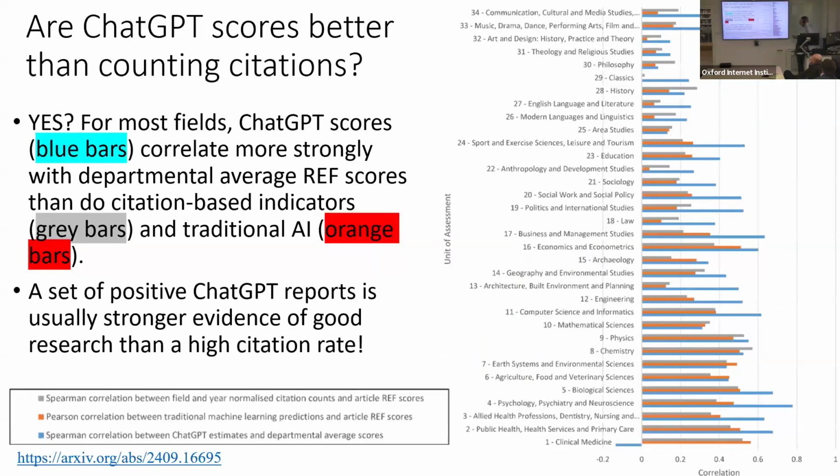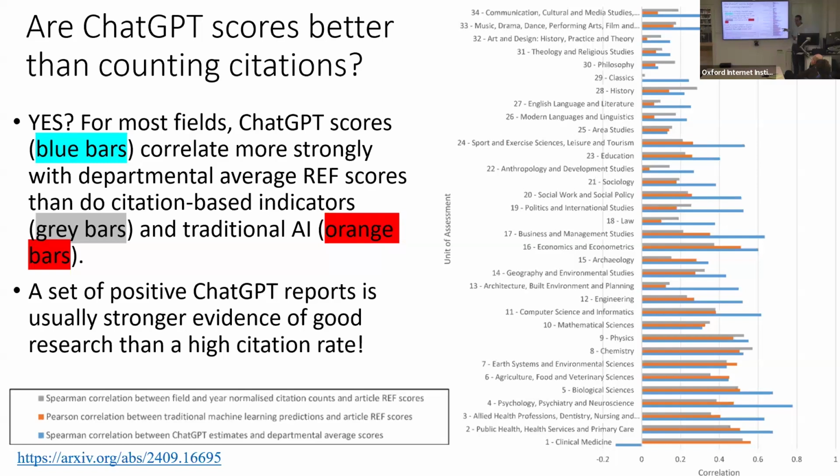Okay. So in the REF 2021, obviously we didn't use ChatGPT, but we did use citation data in some of the units of assessment. The experts were allowed to consult citations under certain conditions to help them make their judgment. And so this graph shows the comparison between the correlation between the human scores and the other source of scores for either citations or ChatGPT or traditional machine learning applied to citation data.